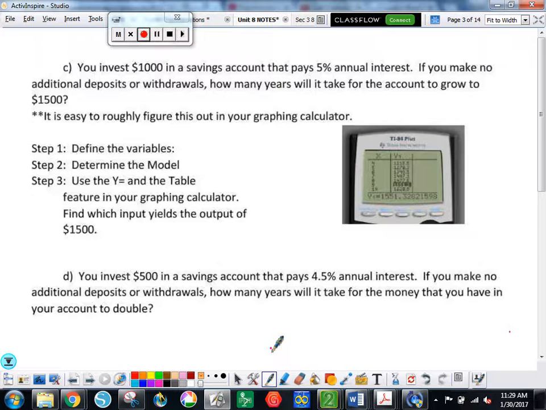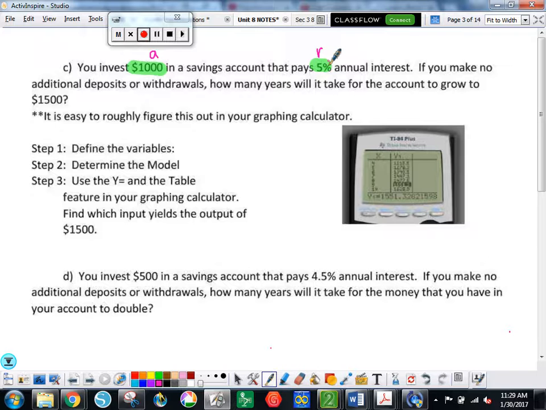So the first thing you want to do is to go up into the y equals button. And you need to plug in the equation that fits this scenario. So using the formula from before, we need 1,000, we need the 5%, and then t is time. Or x is time, I guess. So this is my a, right? This is my R?